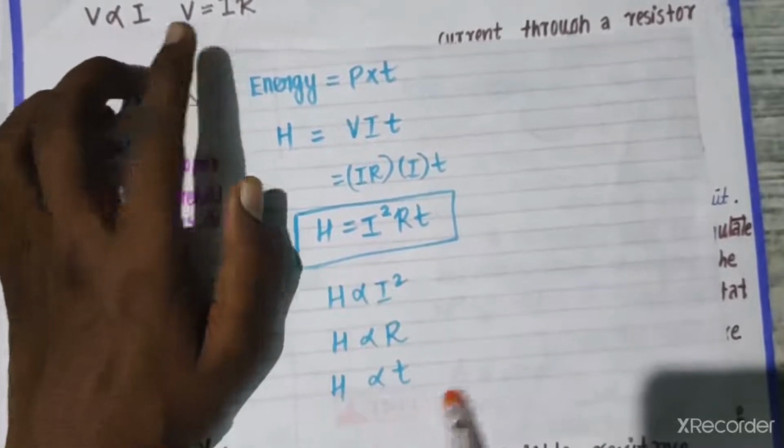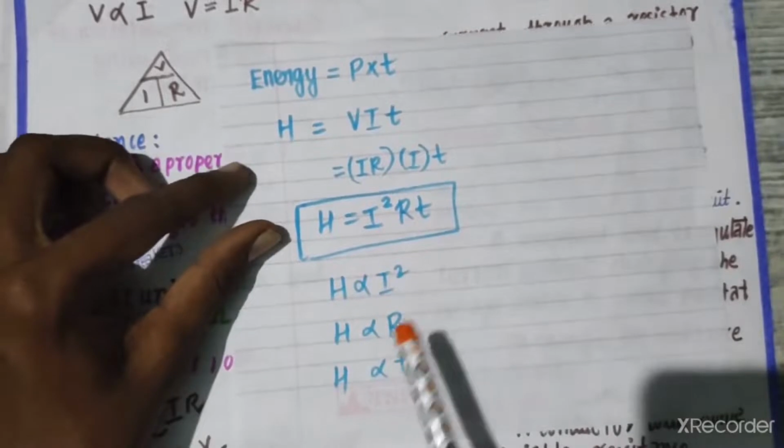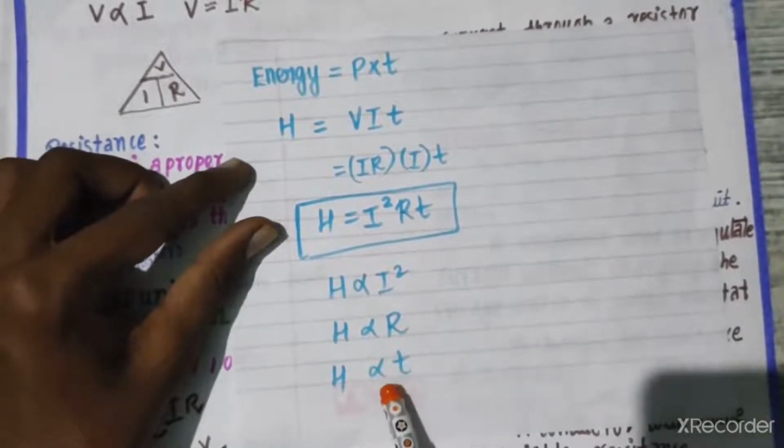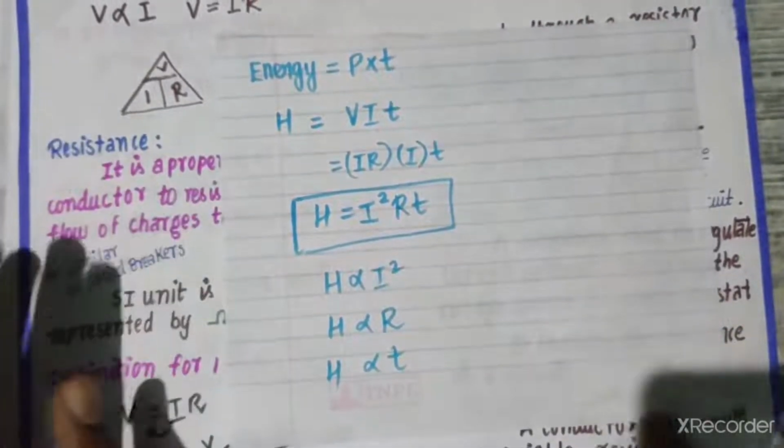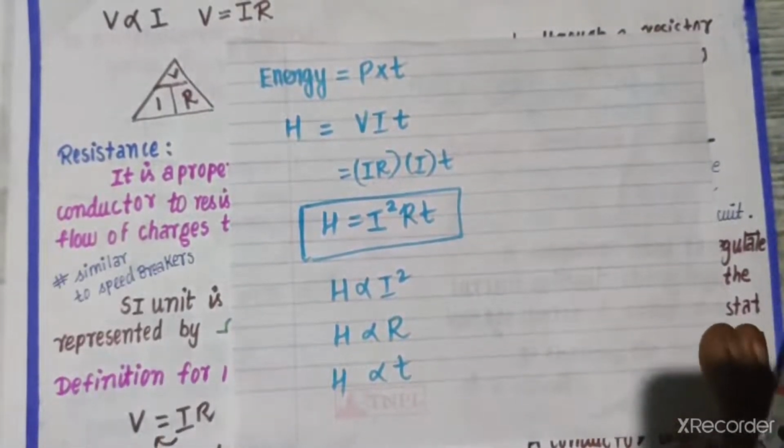From this you can clearly understand that the heat dissipated will be directly proportional to the square of the current, directly proportional to the resistance, and directly proportional to the time. So this is what Joule's law is. When they ask you Joule's law, just write it in words also.